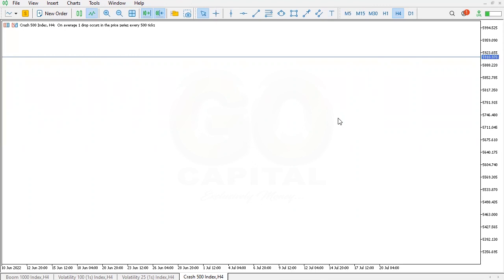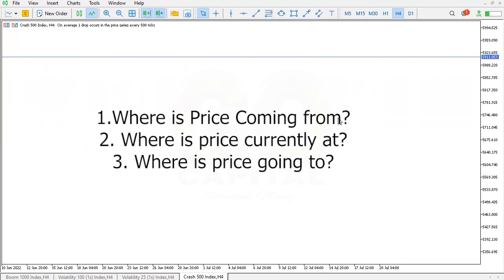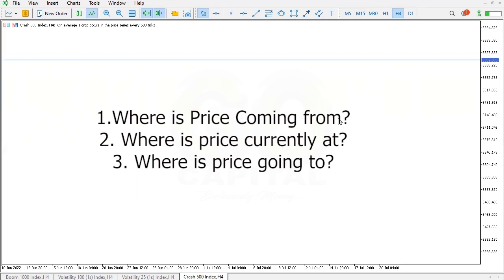So how do you get a direction? How do you know where the market is coming from, where it is currently at, and where it is going to? Because these are the 3 questions you must answer if you are going to trade anything. You must know what price has been doing, that is, where is the market coming from? Then where is price currently at? What is it doing right now? And then where is it going to? What is it going to do? The ability to answer these questions puts you way ahead of losing traders.